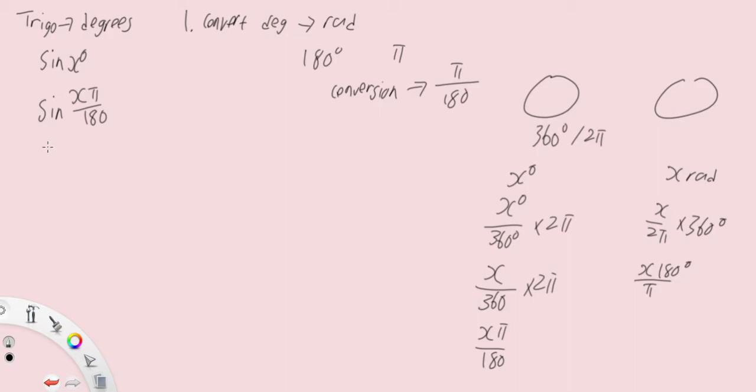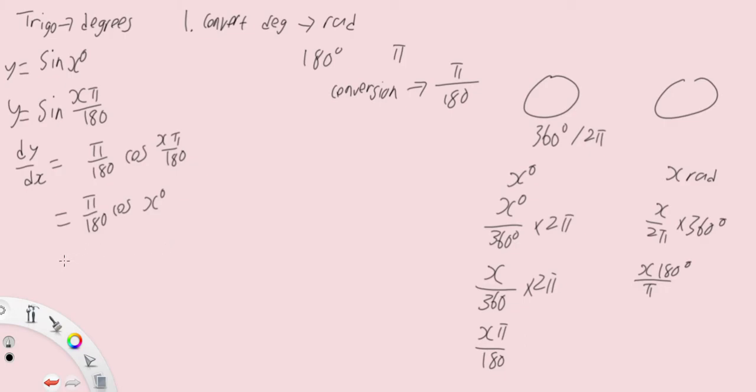Perform your basic differentiation. Let's say I have y equals sine x degrees. Now I have y equals sine x pi over 180. My dy/dx will simply be: sine becomes cosine, x pi over 180 stays x pi over 180. Now differentiate inside, I get pi over 180, and then we convert back to degree mode. This is basically cosine x degrees. So yes, this is trigonometry differentiation in terms of degrees.